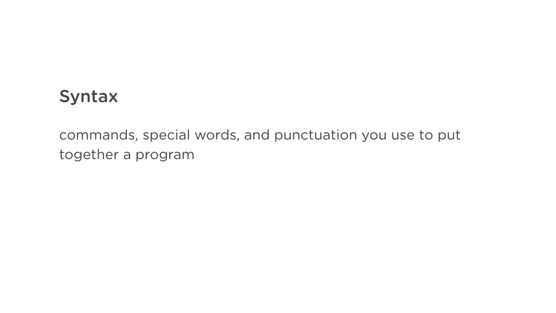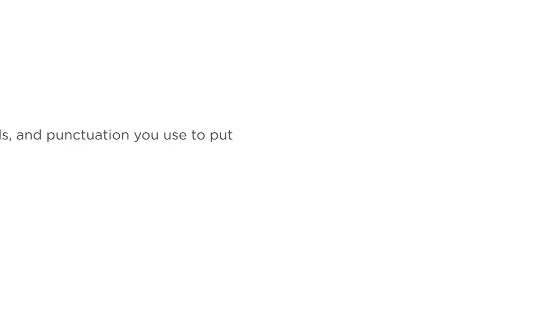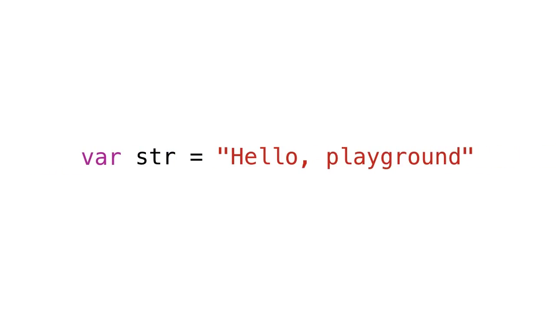Syntax consists of commands, special words, and punctuation that we use to put together a program. The very first bit of syntax we learned was the keyword var. Var allows us to create a variable, which can be thought of as a container for some data that we can change. When declaring a variable, we start with the keyword var, and then we give our variable a name. We then follow it up with an equal sign and then assign some value.